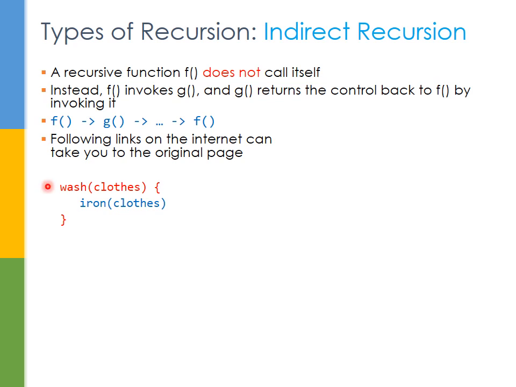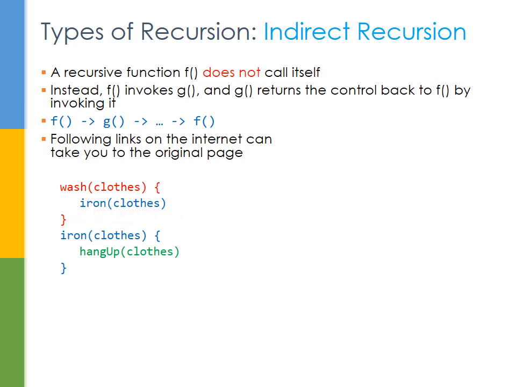So over here we have a function called wash. Wash performs an operation on clothes. This is just an abstract operation, so we assume that clothes has some sort of appropriate data type. It's not really important for this example. And then once we've finished washing our clothes, we then iron our clothes by calling the iron function. So here we have then the iron function. Again, it receives clothes that are passed on from the call that has been performed.